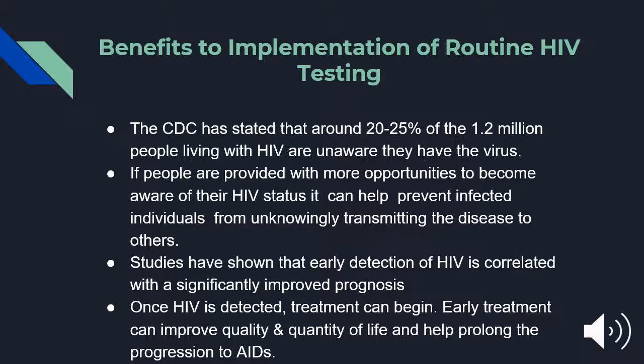The CDC has stated that around 20 to 25% of the 1.2 million people living with HIV are actually unaware that they have the virus. If people are provided with more education and more opportunities to become aware of their HIV status, it can help prevent the infected individual from unknowingly transmitting it to others. Studies have also shown that early detection of HIV is correlated with a significantly improved prognosis. And this relates to our 2020 objective of reducing the number of HIV-related deaths.